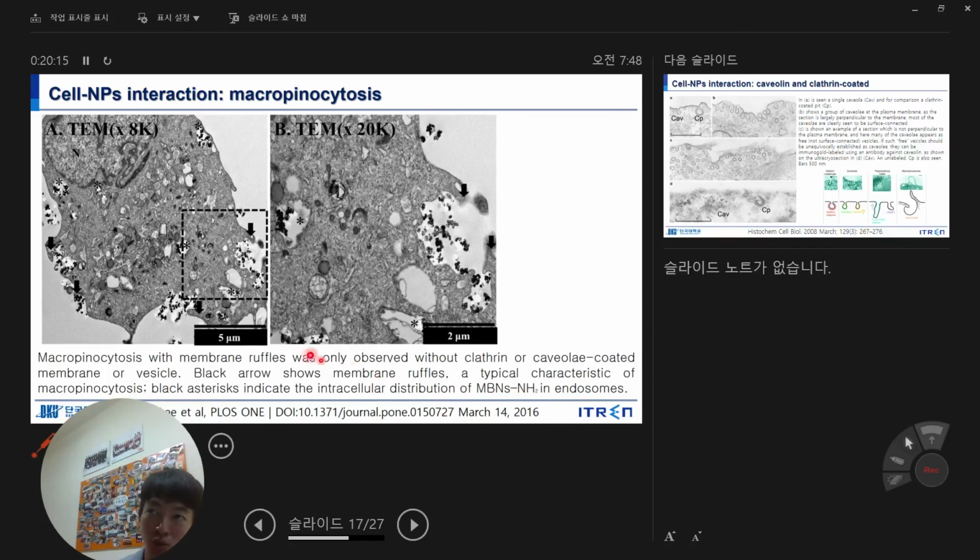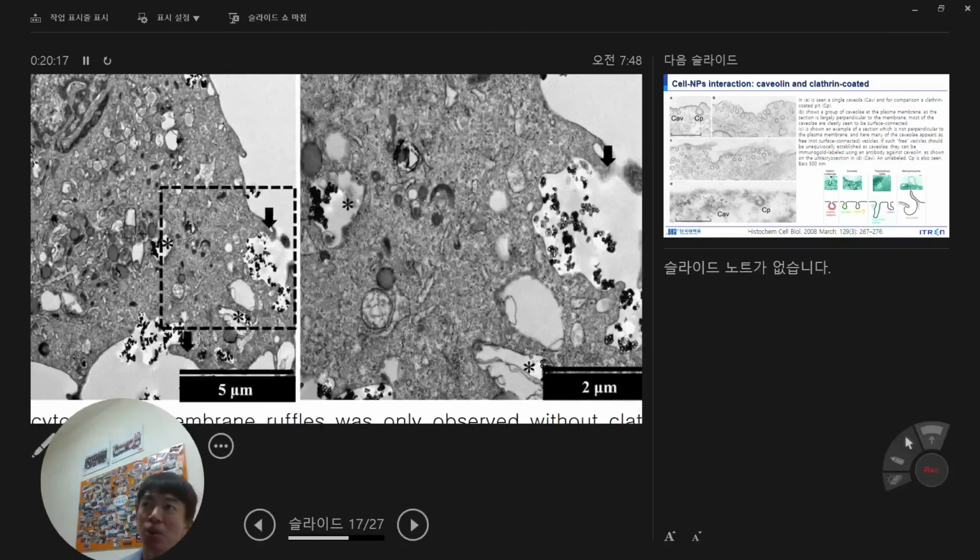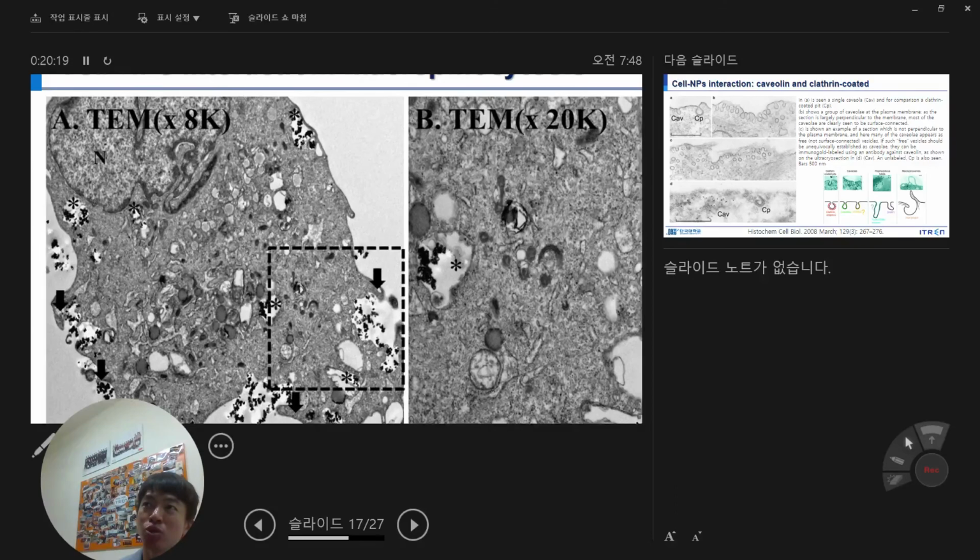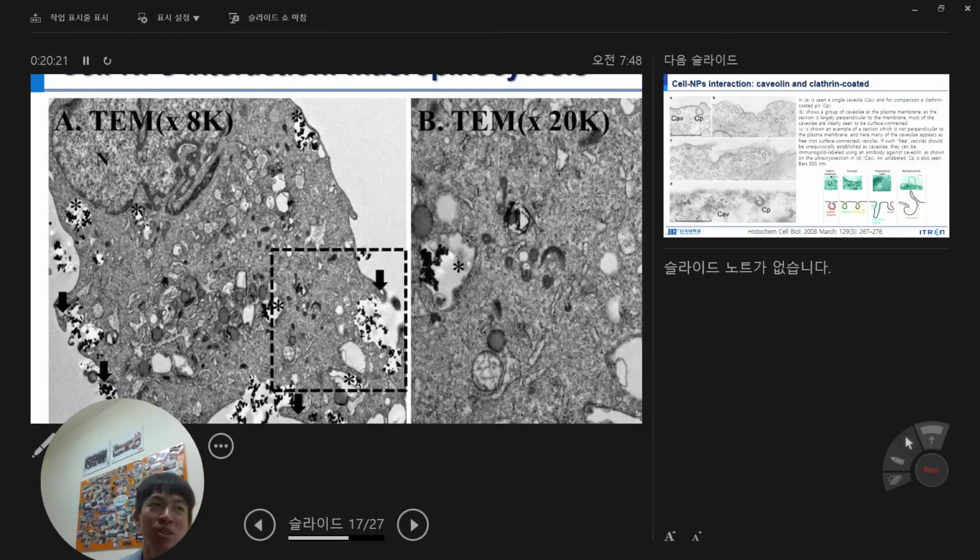in endosomes. So all this, we can say endosome. Endosome means some space after taking some nanoparticle or other things. So the subcellular type of endosome is vesicle or lysosome. Either can be done.